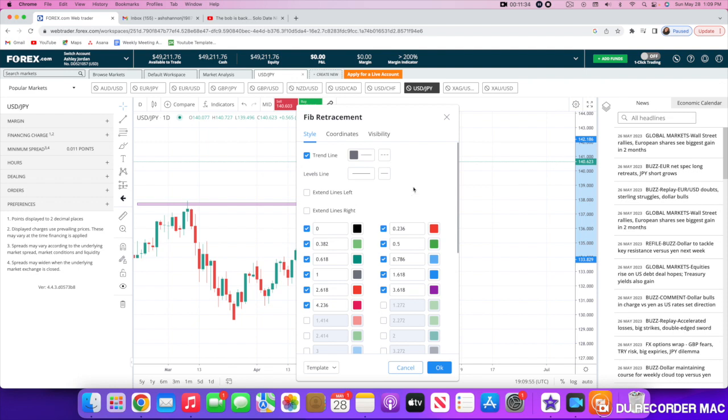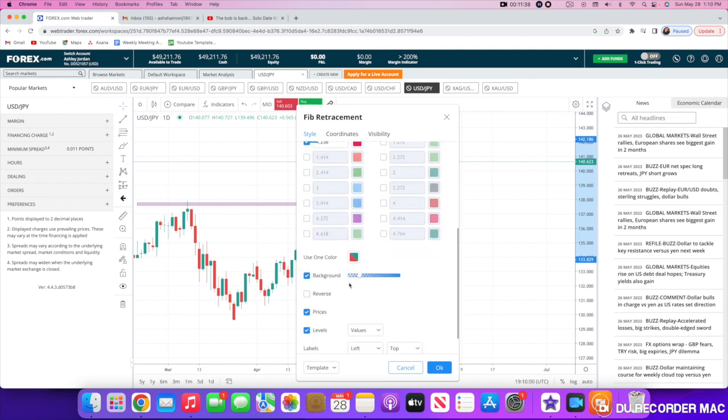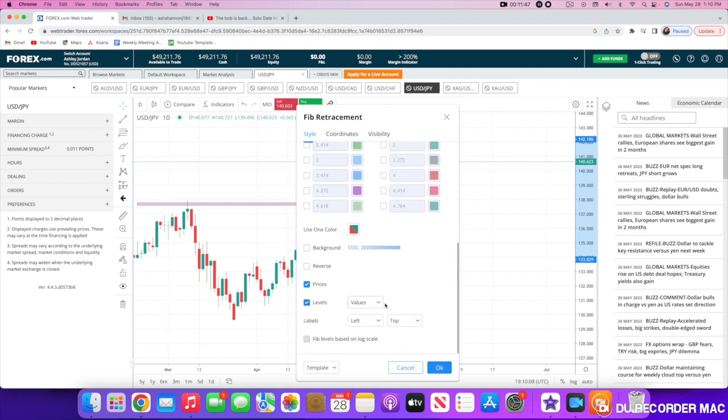We want to set this up on the right. So make sure that there's no background. I don't like background color. I want to see percentage, and I want to see my numbers on the right side. It's a little easier to see.